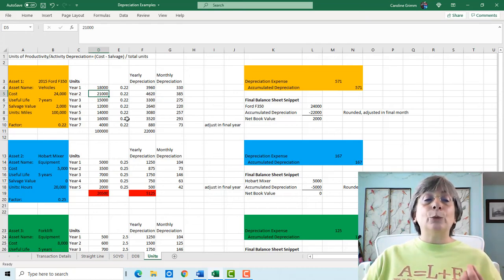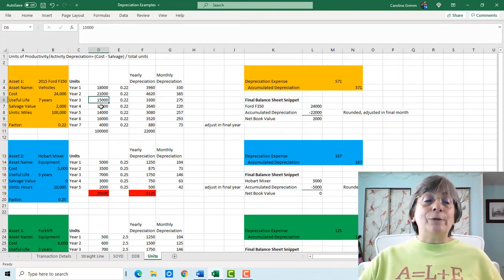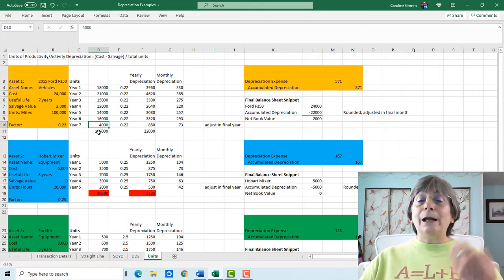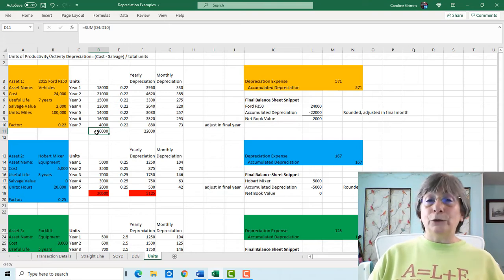So the second year we used it 21,000 miles times our 22 cents per mile gives us a yearly depreciation of $4,620. And then we'll divide that by 12 in order to get our monthly depreciation adjusting journal entry. So you see here that each year we've got 15,000 year 3, 12,000, 14,000, 6,000, 16,000, and in the last year we used it 4,000 miles. Now that conveniently equaled 100,000 miles.